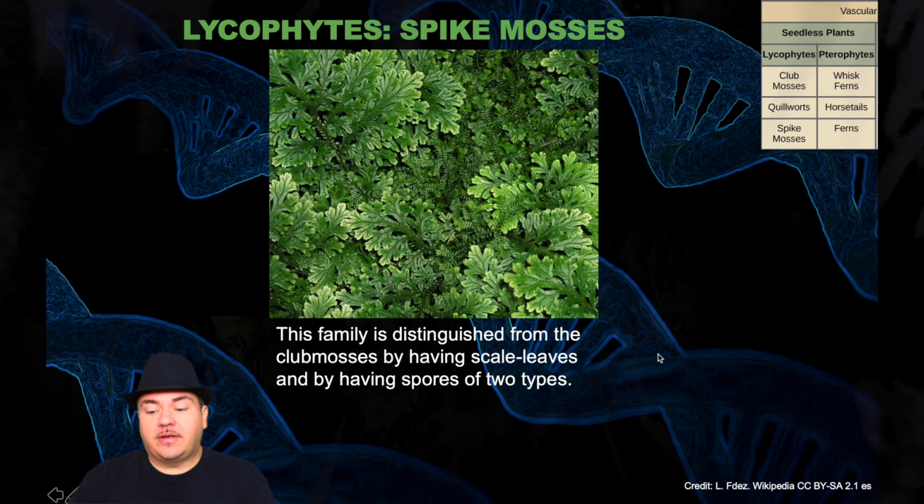The last category of the lycophytes is the spike mosses. This is an example of spike mosses. This family is distinguished from the club mosses by having scale leaves and by having spores of two types.